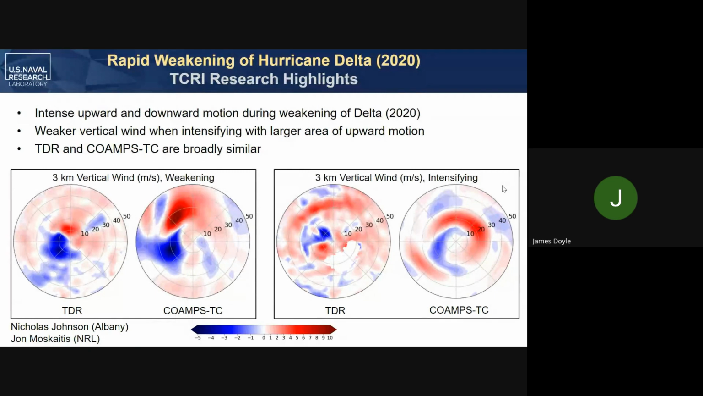Just to mention, we had a summer student, Nicholas Johnson from University of Albany last year, working with John Moskaitis and myself. And Nicholas did some very nice work on Hurricane Delta, which is a really complicated case in 2020, which was one of the TCRI storms. And he looked at both the weakening and intensifying phase and found some very interesting patterns. He was looking especially at aspects of ventilation in this storm, and he found weaker vertical wind when the storm was intensifying with a larger area of upward motion relative to the weakening phase, which had more intense upward and downward motion in Delta. And then he did some nice comparisons between COAMPS TC and the TDR data for this case. And that generally they had broad similarities between the two. Next, please.